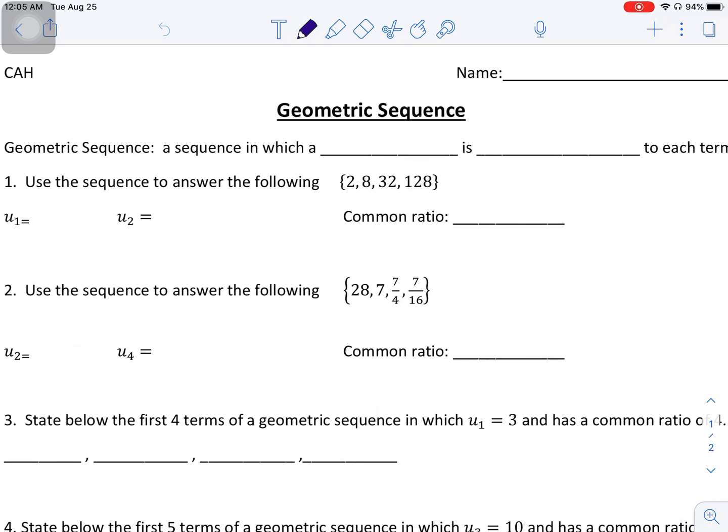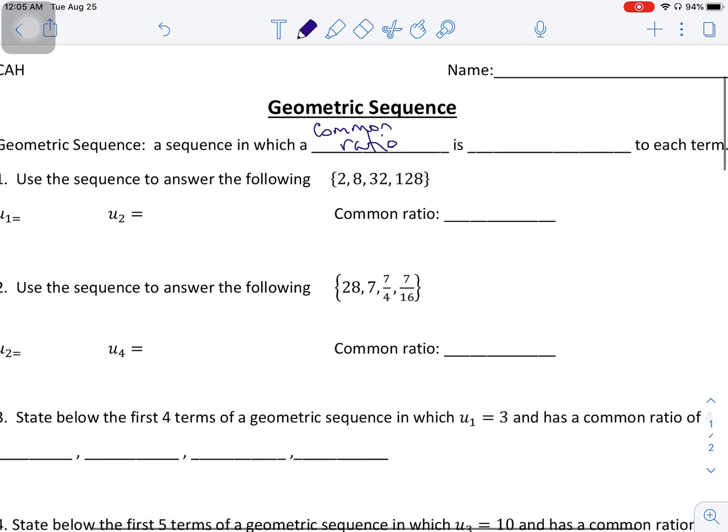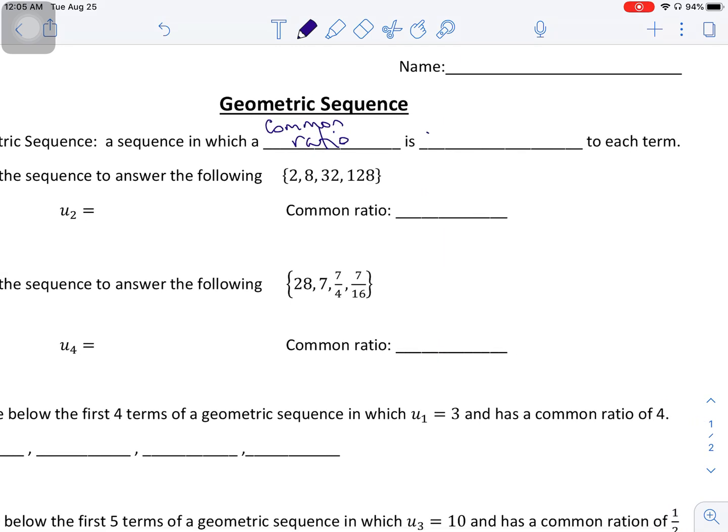Geometric sequence: a sequence in which a common ratio, right? Common ratio. I think a couple of you might have seen that on your practice assignment. Common ratio is for a geometric sequence, and it is multiplied to each term. So just like when we talked about the arithmetic sequences always having a value that's added to each term, with a geometric sequence, there is some common ratio that is multiplied by each term.